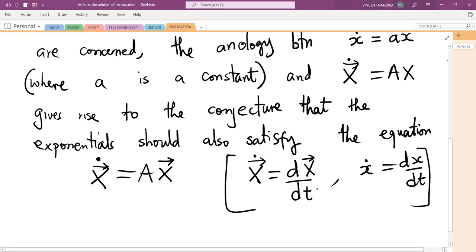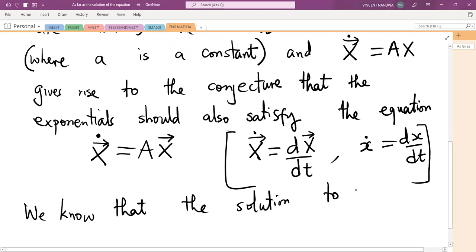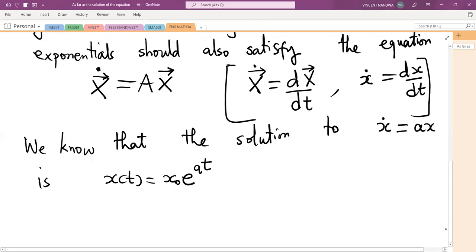So the solution to the differential equation x dot equals ax is x of t given by x naught e raised power at. In the case of the vector notation of this equation, x dot equals Ax, where A is a matrix, we pick the same analogy for the structure of the solution.